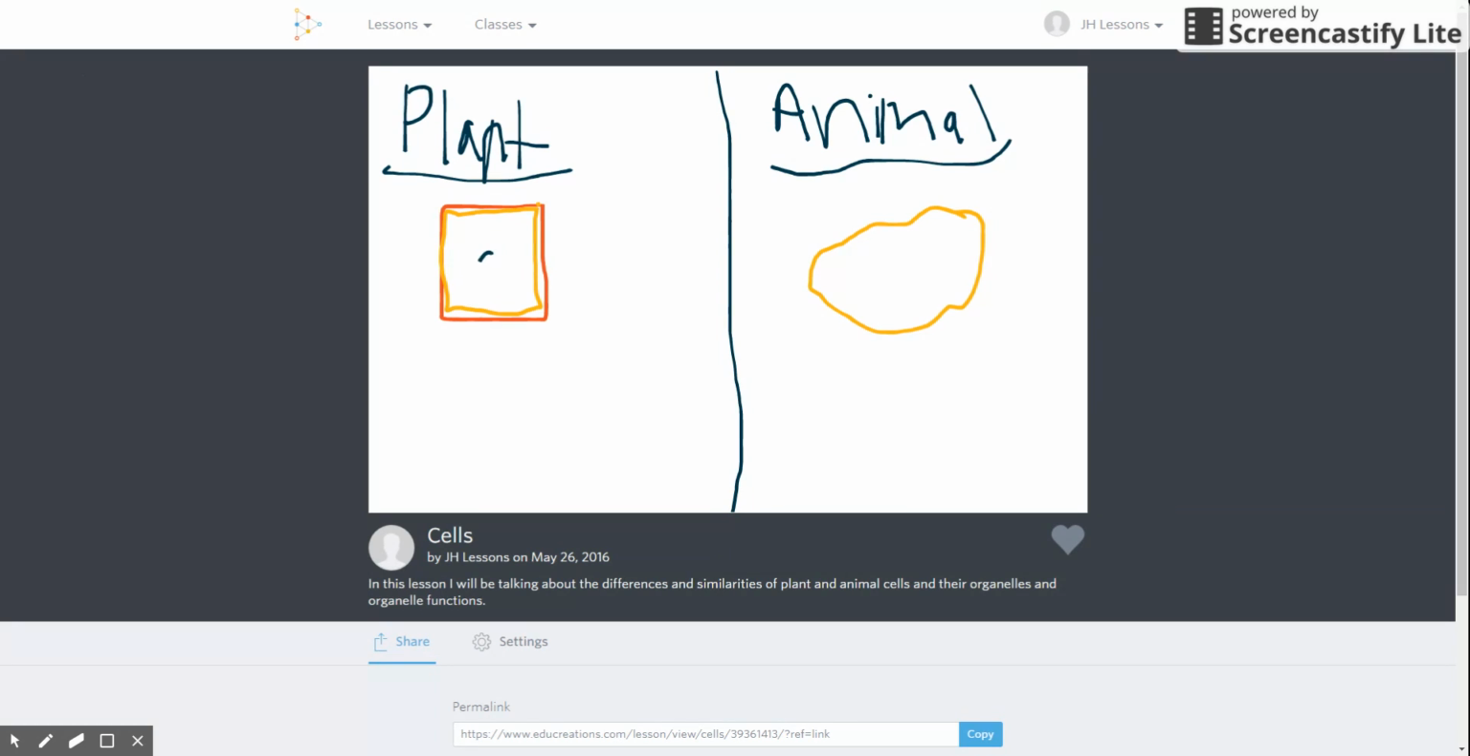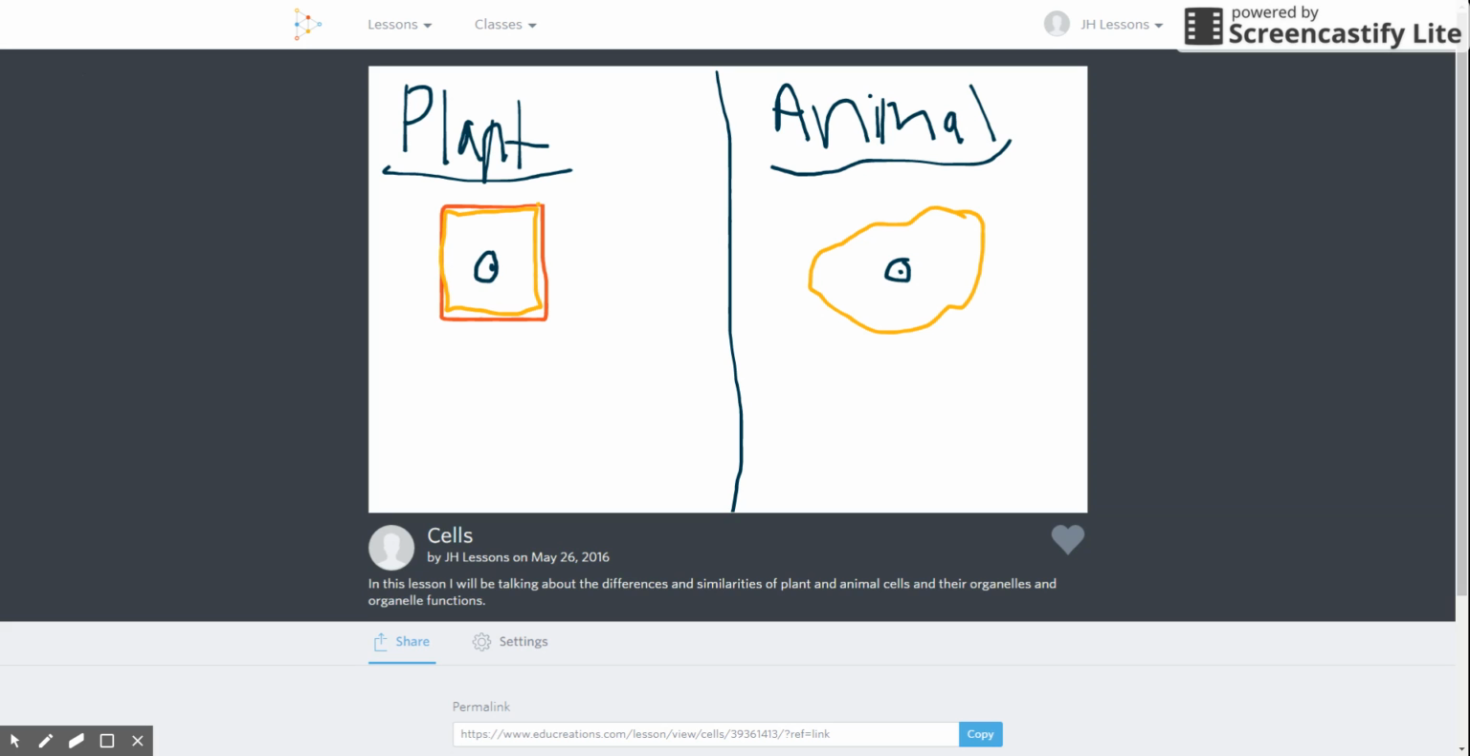In the middle is the nucleus. The nucleus is kind of like the brain. This is where all of the functions are performed. Without the nucleus, the cell cannot perform the functions that it needs to.